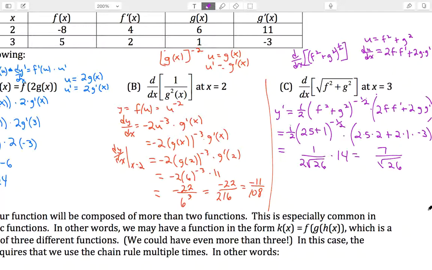Did I get it right? Oh, I left the... no, that's right. That's right. You just did it in more steps on this. Yeah.